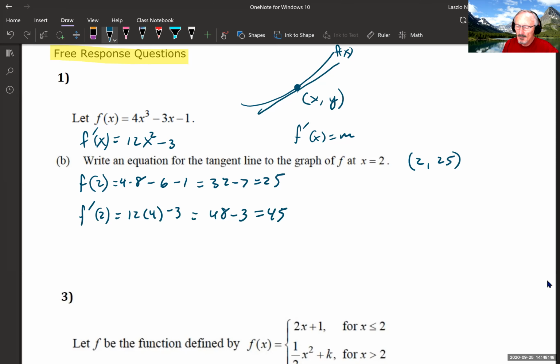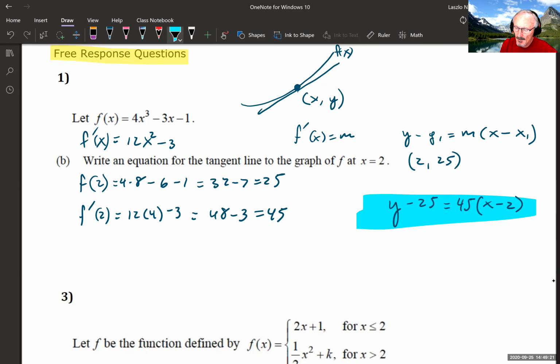And so the only thing I think we omitted was, of course, the point slope formula from Algebra 1, y minus y sub 1 equals m times x minus x sub 1. Of course, now our slope is represented by f prime of 2. So the final answer: y minus the y coordinate at that point, the point of tangency, equals f prime of 2, which is 45, times x minus 2. So we have the final answer right here. Okay?